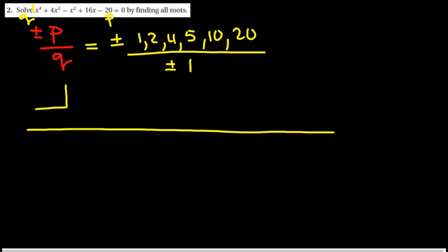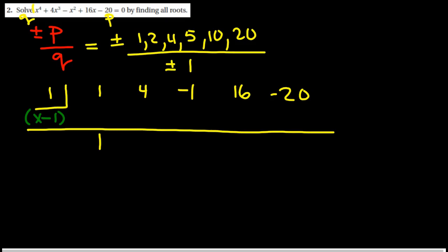So I'm going to try 1. I'll just put 1. It doesn't matter which one you put in there, but I'm going to put 1 in there first. So I'll use synthetic division and see if 1 gives me a remainder of 0, which ultimately I'm checking if x minus 1 divides evenly, correct? Okay. So my coefficients of that polynomial are 1, 4, negative 1, 16, and negative 20.